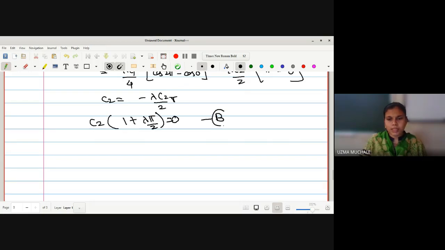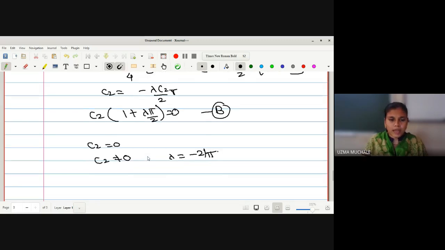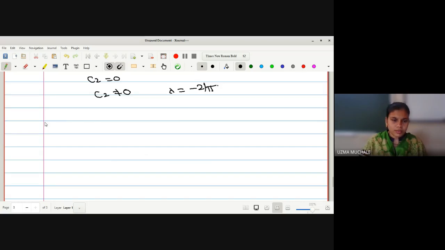This we can name as some equation B, and hence we can have c2 equal to 0 or c2 not equal to 0. If c2 is not equal to 0, we get the value of lambda is minus 2 upon pi. In this way, again we get the two values for two eigenvalues. Lambda 1 is 2 upon pi and lambda 2 is minus 2 upon pi. Correct?